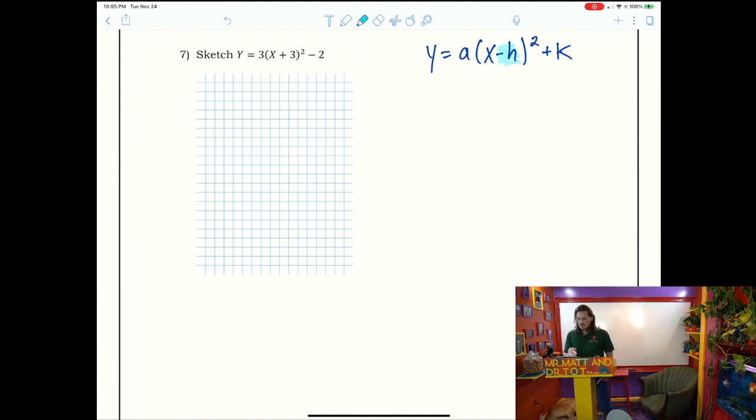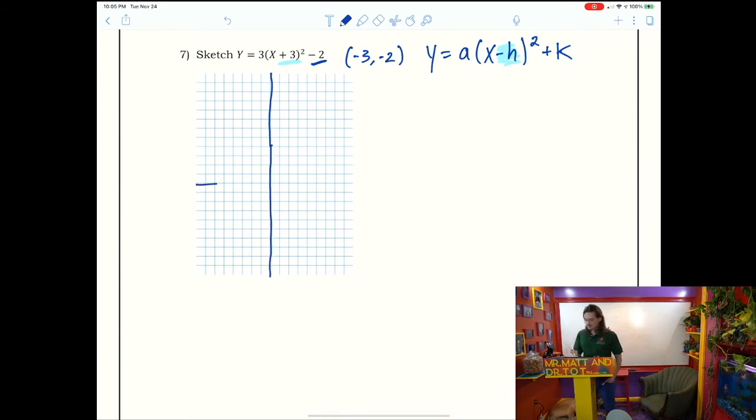So take a few moments and look at y is equal to 3 times the quantity (x plus 3) squared minus 2. So in this form, we can tell where the vertex is immediately. I take the x value from the opposite of that positive 3, so that's going to be a negative 3, and the k value goes with common sense, so that's negative 2. So the vertex of this parabola is going to be at negative 3, negative 2.